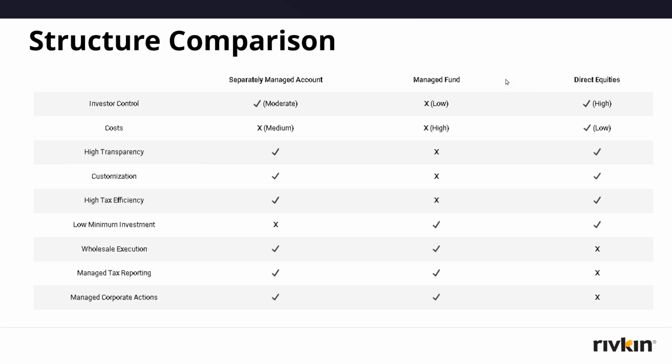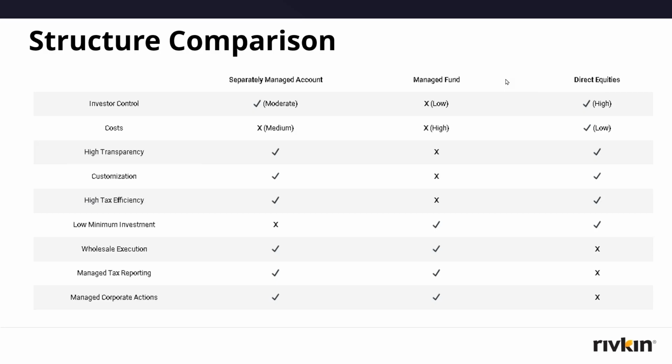As I mentioned, within some separately managed accounts, there is the ability to do some customization or allocate across multiple accounts to create a unique exposure in that sense. That doesn't have the ability in a managed fund, and in direct equities, you can make it as highly customized as you like.